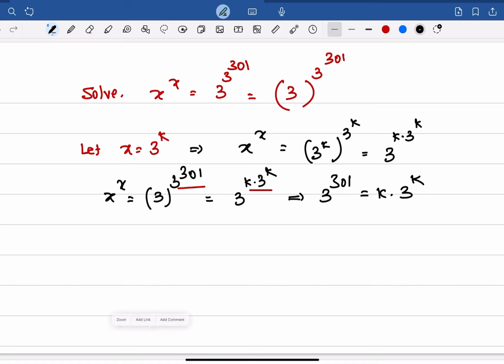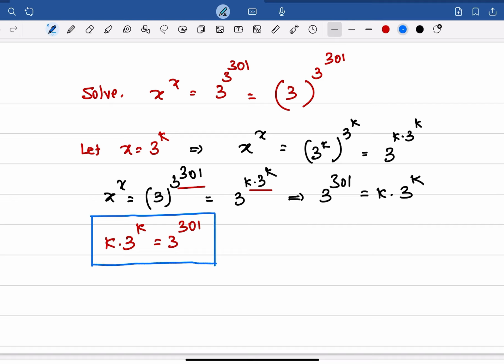Now, what do we have to solve? k into 3 to the power of k is equal to 3 to the power of 301. This is the equation which we have to solve. 3 to the power of 301 itself is very big, and k into 3 to the power of k is not an ordinary equation, it is a very tough and very big equation.